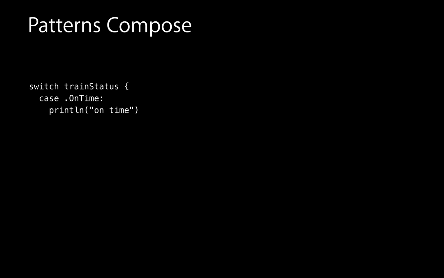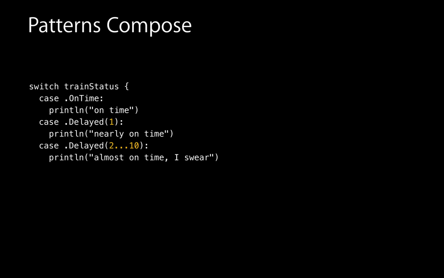Anything we do at the top level of a switch with an int, we can do to this associated value. So we can match it against a specific value, say we're delayed by 1 minute. We can match it against a range of values, say we're delayed from 2 to 10 minutes. We can also ignore the value altogether, match any delay using the underscore, which is the wildcard pattern.